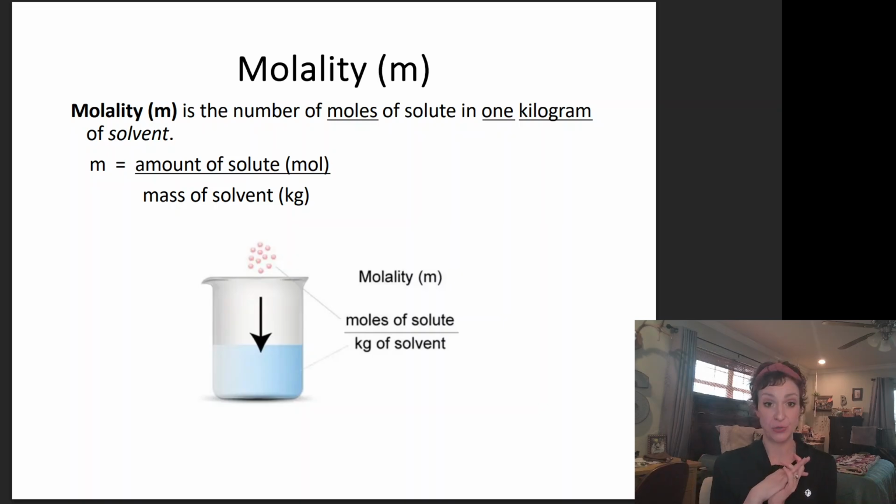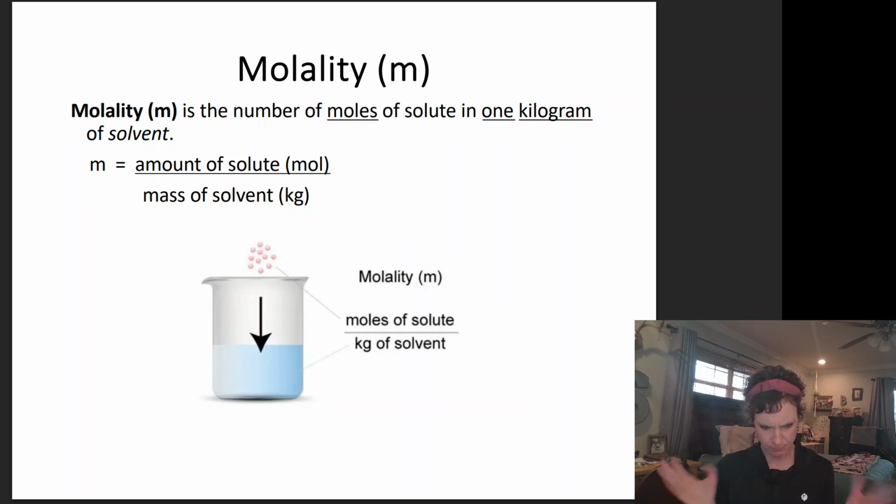Molarity is a way to represent how much solute I have in a solution. This is another way to represent how much solute you have in your solution. It's molality. And I'm sorry, I do not know why they made these two terms so similar. Molality and molarity sound very similar. They also have similar symbols. Molality is now a lowercase m. So how is molality different than molarity? So molality is the number of moles of solute.